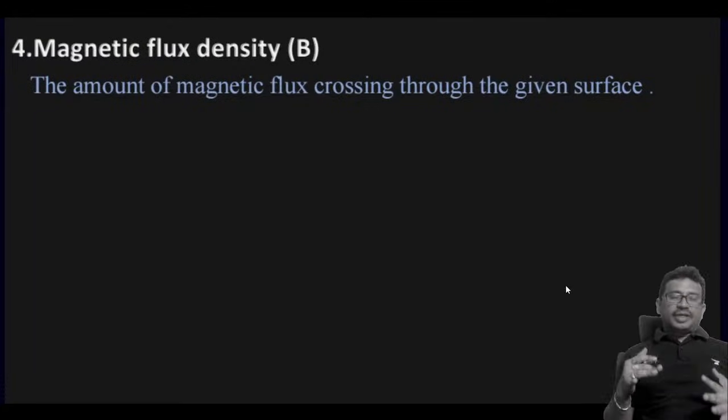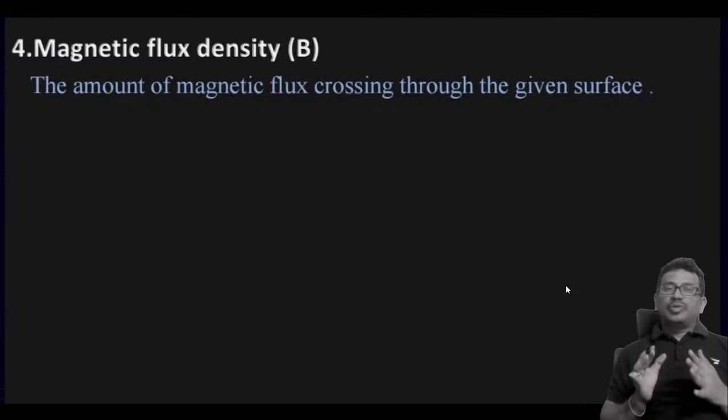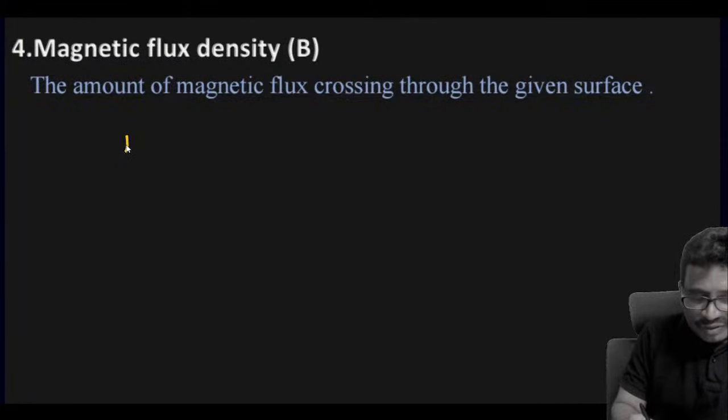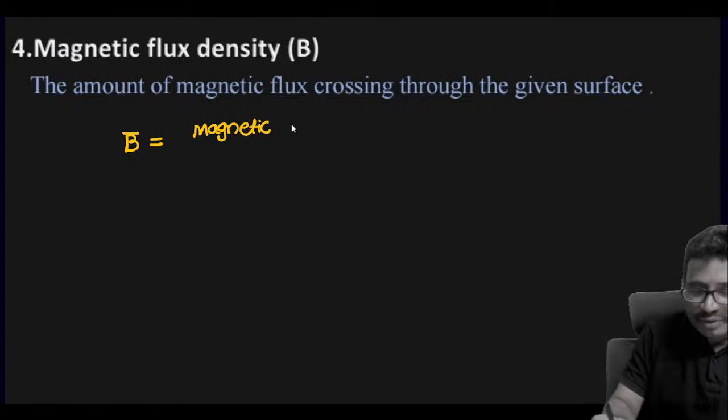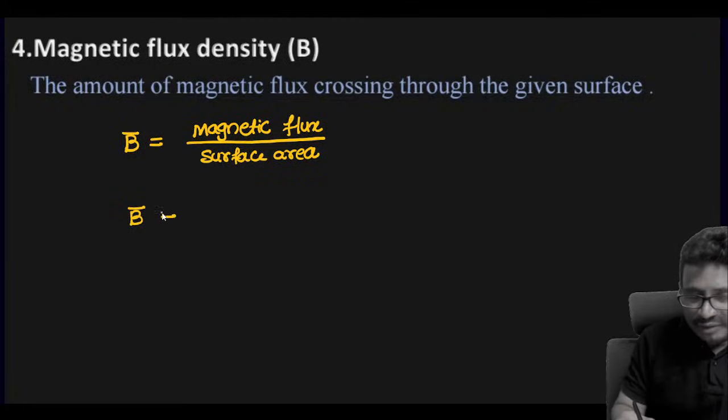Next, magnetic flux density. Like we have seen electric flux density, similarly magnetic flux density is the amount of magnetic flux crossing through the given surface area. So B bar is given as dφ/ds, and the direction is given by n cap.